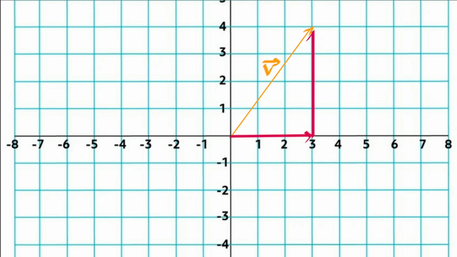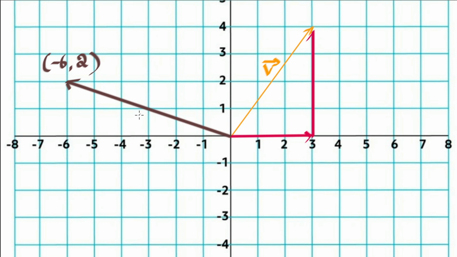Let's go for a different vector now. Let me draw this vector. Take a look at this vector. It goes from the origin to this point. And what is this point? X coordinate is minus 6 and y coordinate is 2. So from the origin, we go to minus 6, 2.